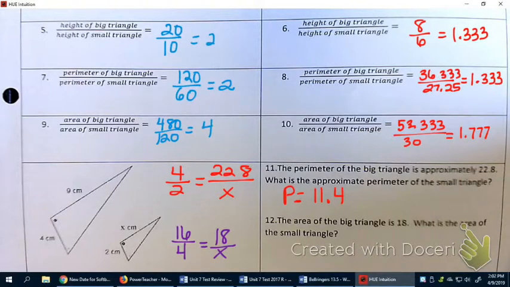Area will be less common than perimeter. Perimeter you might see once in a while, but I don't know if you'll see anything about area, but I wanted to make sure that you had seen something like that. So then you cross multiply and solve. What do you guys get for the area?